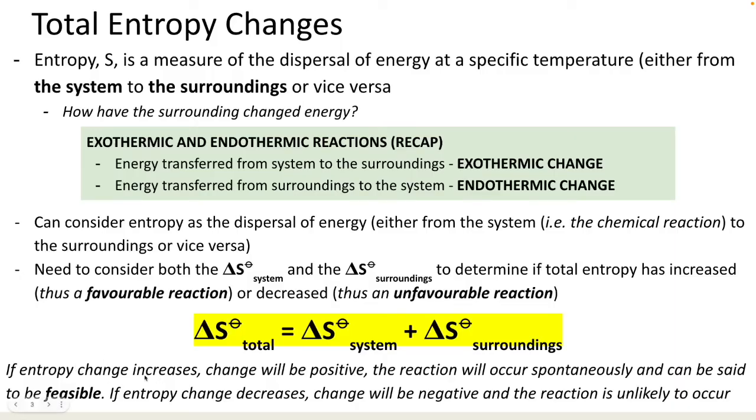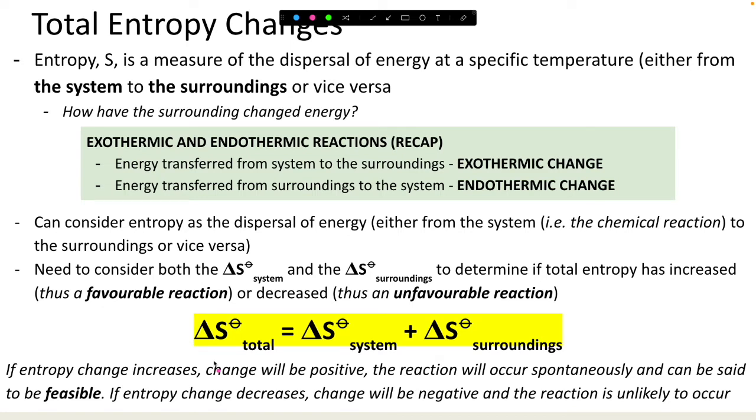We looked in the previous lesson at the relationship between entropy and temperature. And very much as temperature increases, our entropy increases, because I'm going to keep saying it, more microstates, more possible arrangements, more disorder. If entropy change increases, the change will be positive. So if the total is positive, the reaction will occur spontaneously and it can be said to be feasible. If the entropy change decreases, the change will be negative and the reaction is unlikely to occur. So a total increase in entropy, more disordered. A total decrease in the change in entropy, more ordered.